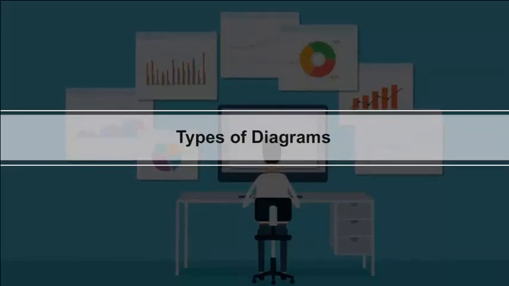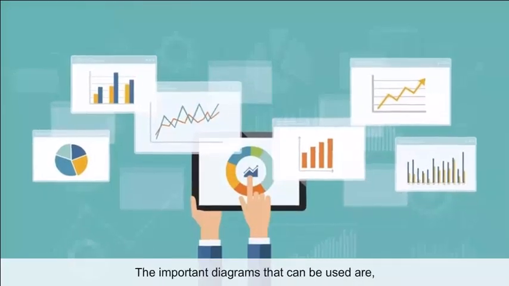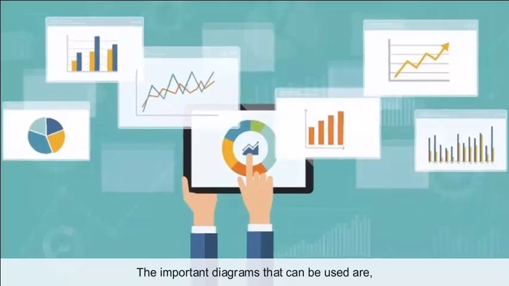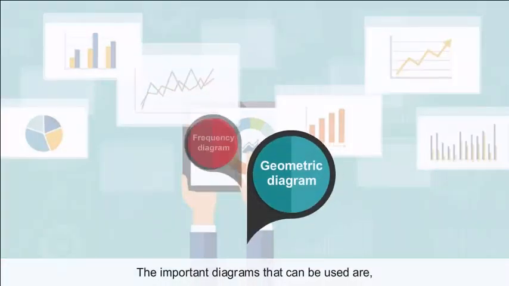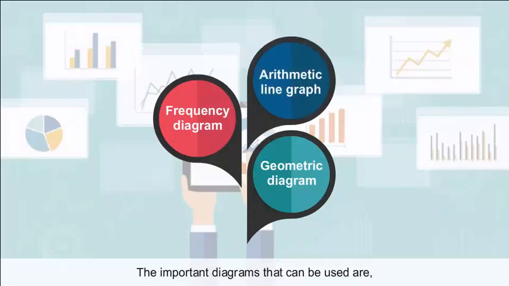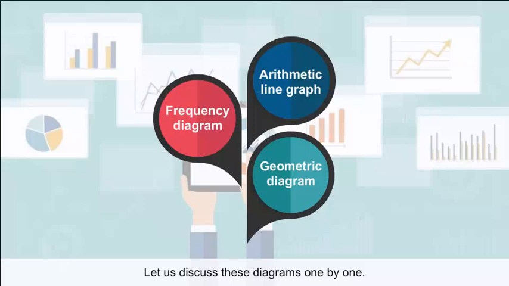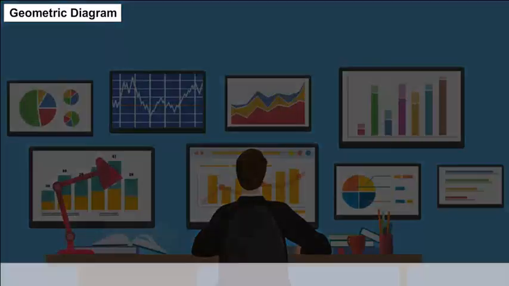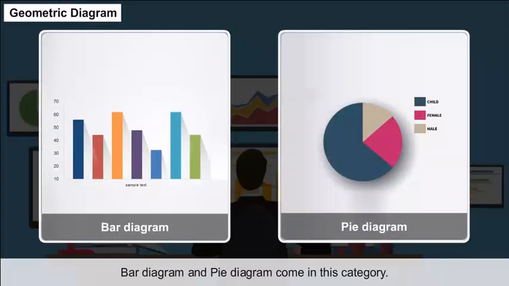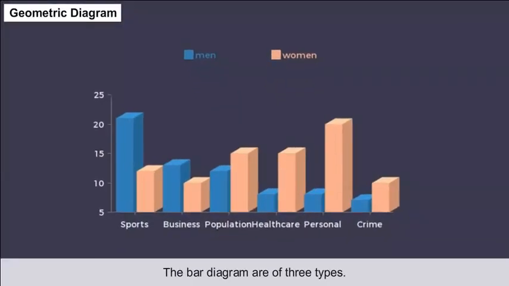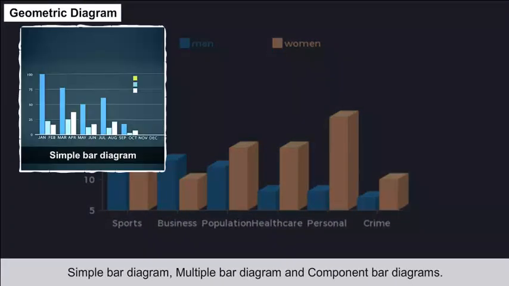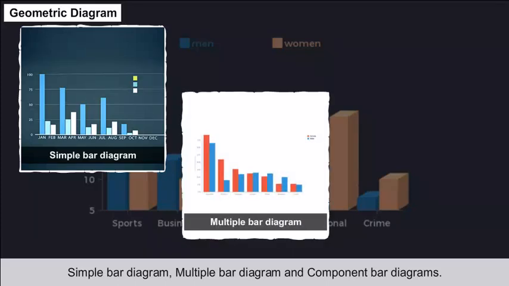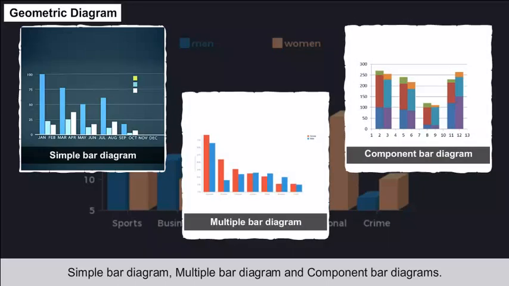Types of diagrams. The important diagrams that can be used are geometric diagram, frequency diagram, arithmetic line graph. Let us discuss these diagrams one by one. Geometric diagram. Bar diagram and pie diagram come in this category. The bar diagrams are of three types: simple bar diagram, multiple bar diagram, and component bar diagram.